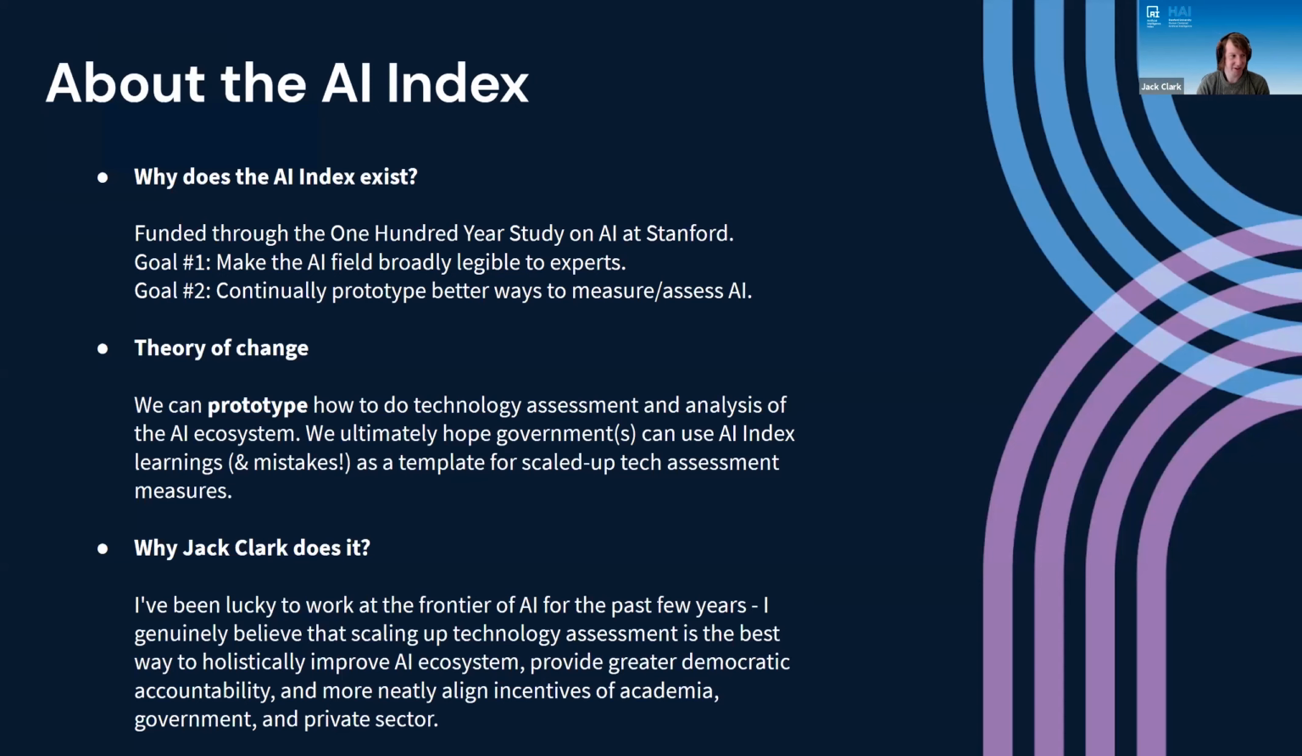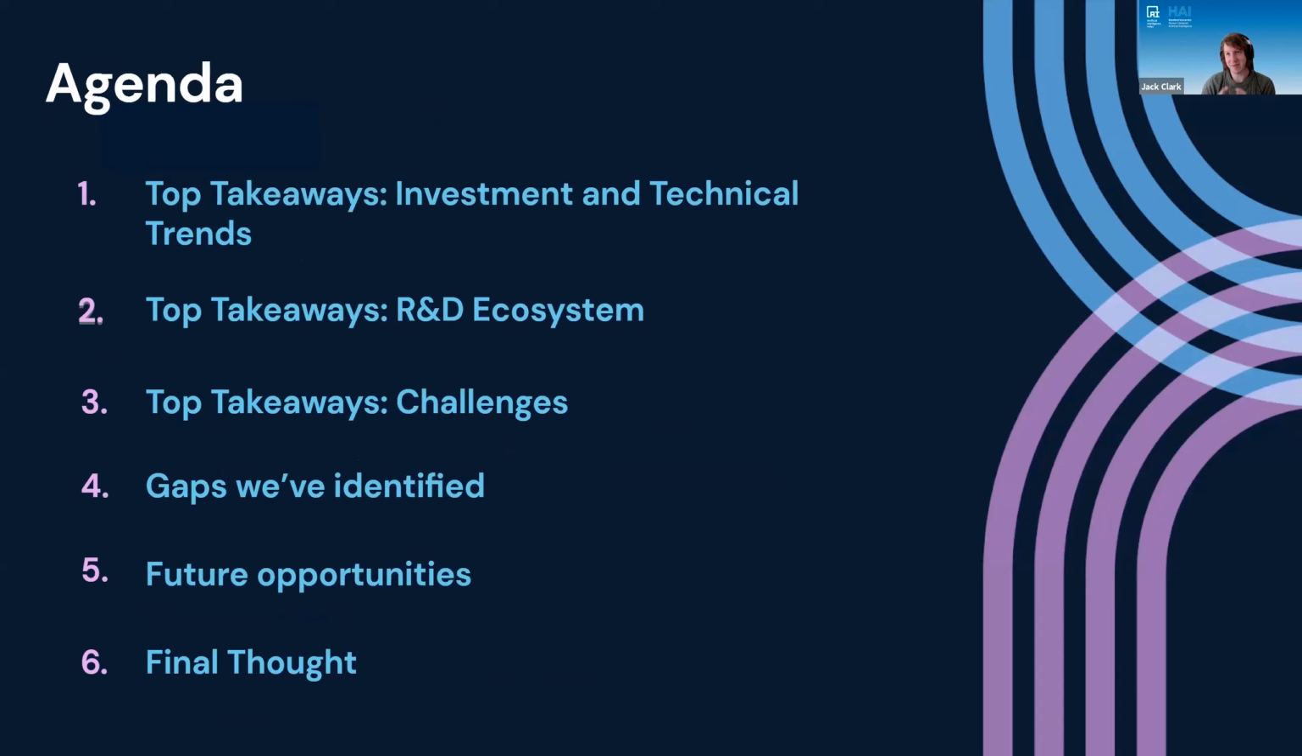So with that, I'm going to give you some takeaways from this year's report, and then we can break for questions. I'm going to structure this in the form of going through some of the investment and technical trends, then discussing aspects of the R&D ecosystem around AI, and then go into some of the challenges we identified. Then I'll discuss some gaps, areas where we lack information today, some of the future opportunities that we're working on at the index, and then just a couple of final thoughts from me, and we can break for Q&A.